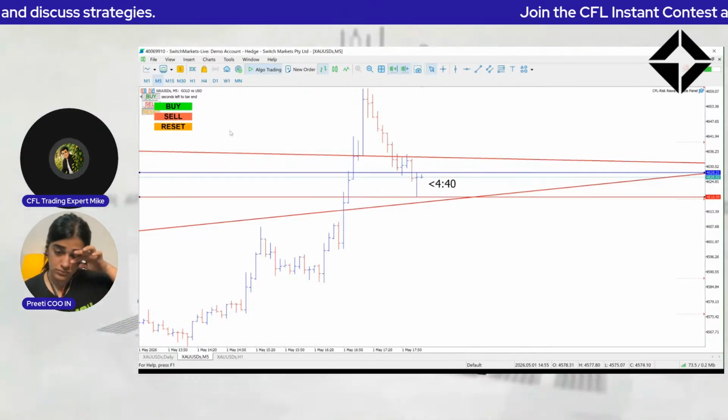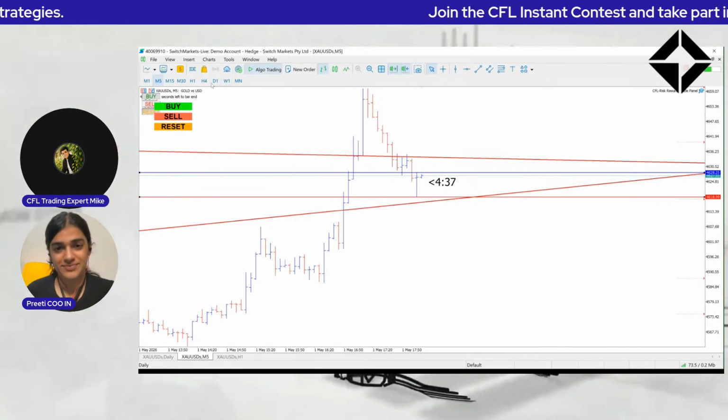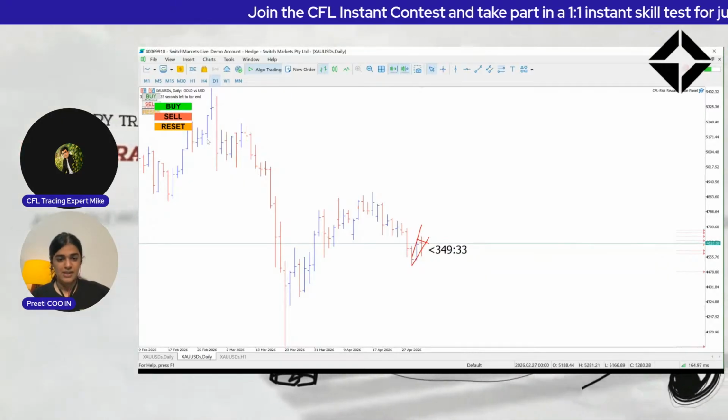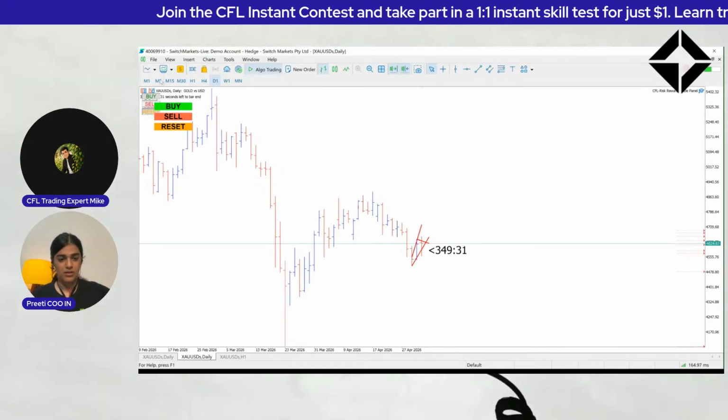What do you think, Preeti? It will touch the higher side or no? I think the selling does not look strong here.